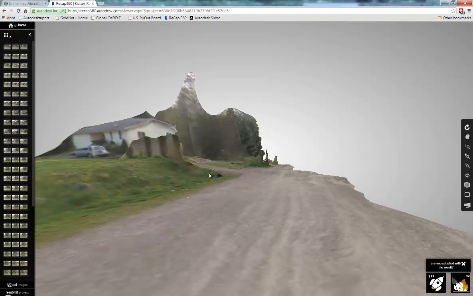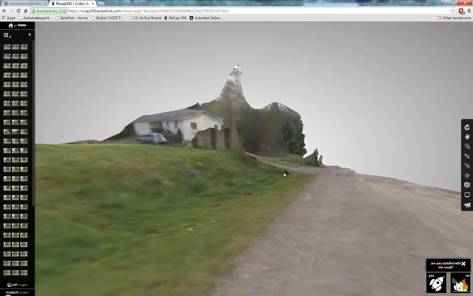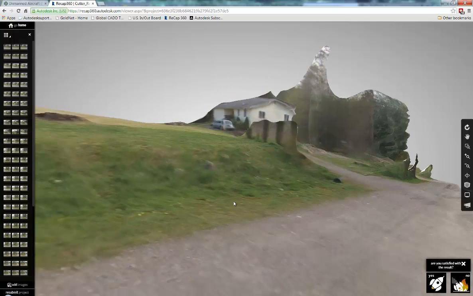So the first thing we'll point out is this ditch here. Very indicative of real life. It's even capturing some rocks that are coming through the grass there. Great shot of that culvert that's in there.